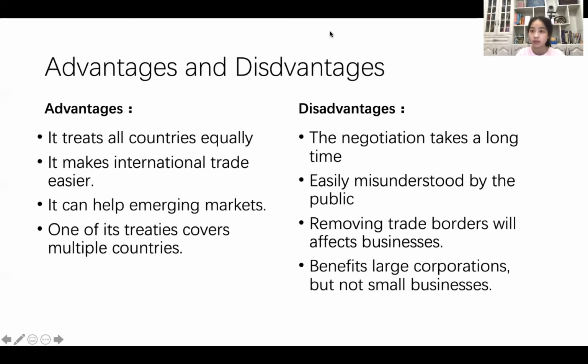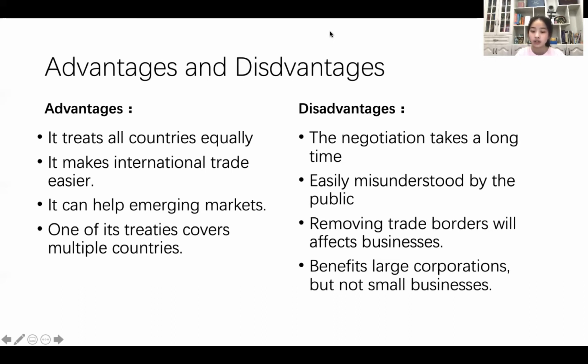There are also some disadvantages. The biggest disadvantage of multilateral trade agreements is that they are complex. That makes them difficult and time-consuming to negotiate. Sometimes the length of negotiation means it won't take place at all.